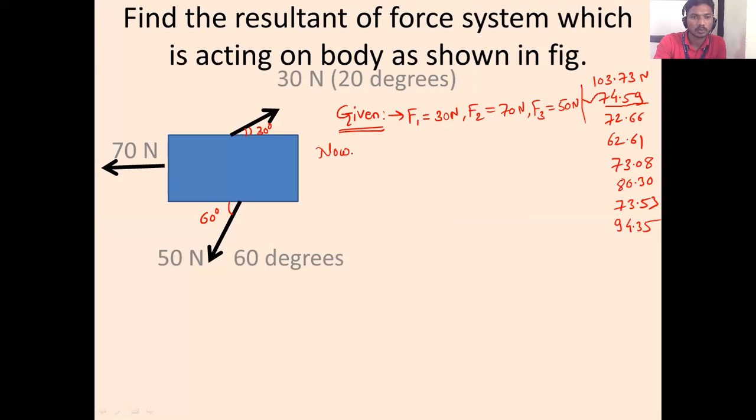What do we have to do? To find the resultant. To find the resultant, what do we have to do? Resolution. F1 equal to 30 Newton. So what will be the x component of the F1 force? 30 cos 30. 30 cos 20.